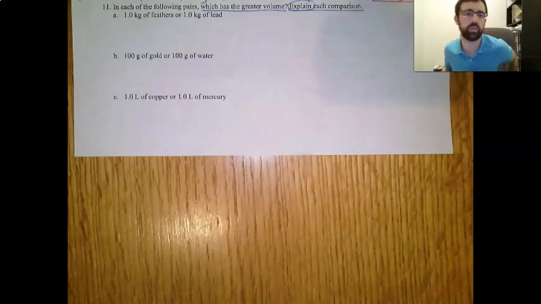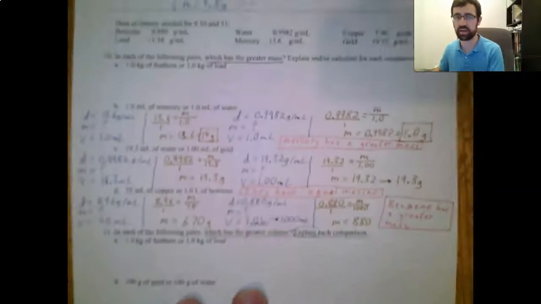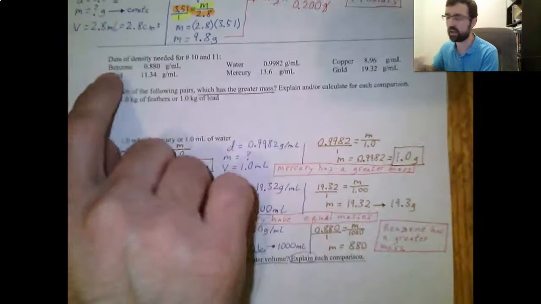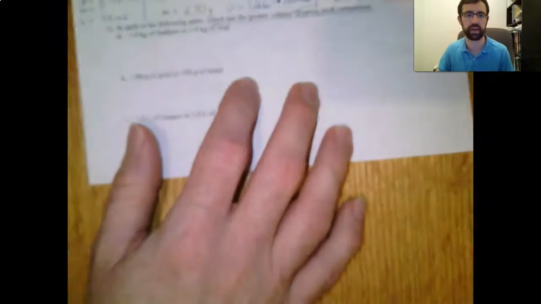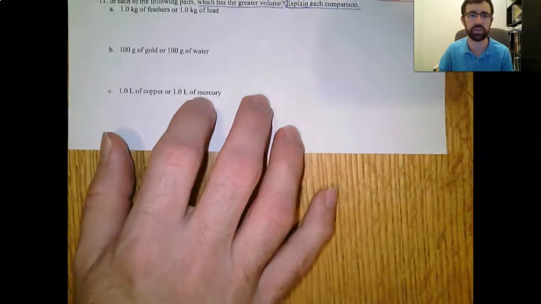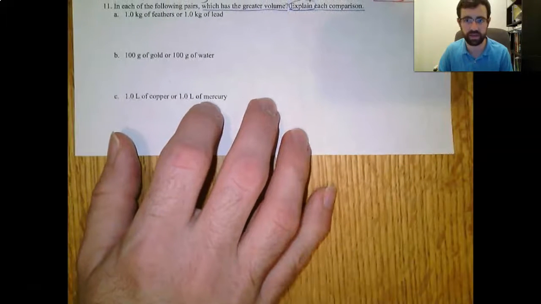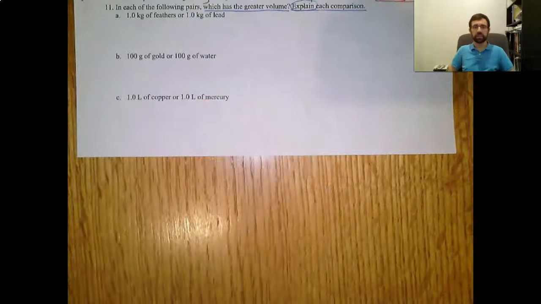So let's look at the first one, 1.0 kilograms of feathers and 1.0 kilograms of lead. Now, at the top of this page, you've got a lot of data, a lot of different densities. You notice one thing that's missing in this is the density of feathers, and that throws students off. Sometimes they look at it and they go, holy cow, I don't have enough information. I don't know the density of feathers. Well, you do know something about feathers.